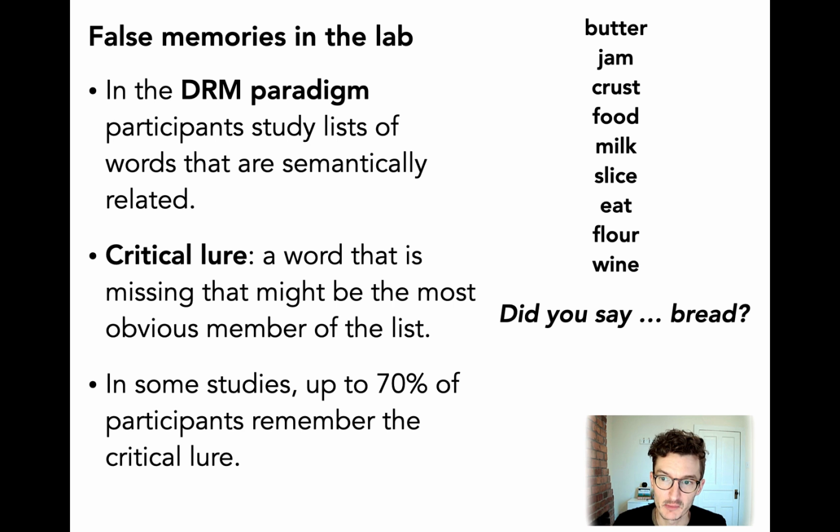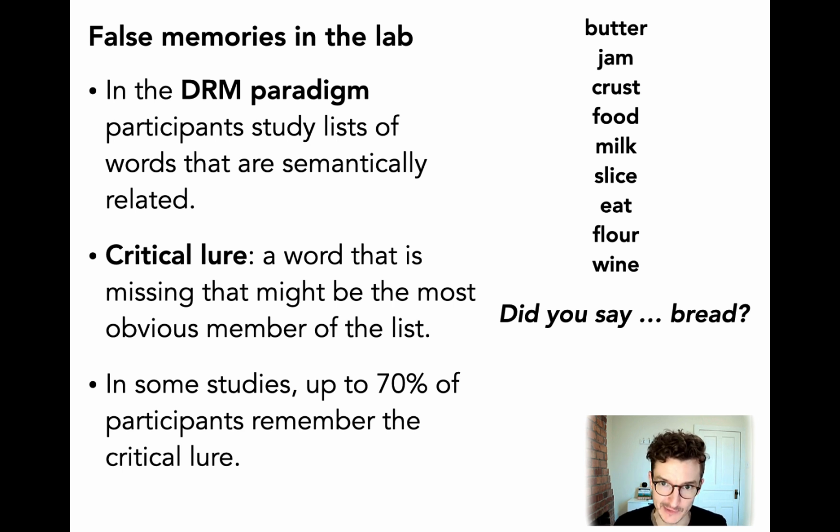So they're remembering the appearance of this word that is related to all the words that they saw, but they actually didn't see the critical lure in the word list. And again, if you saw the word fruit in the word list that I showed you, then you fall into this group of participants who are likely to have this false memory.